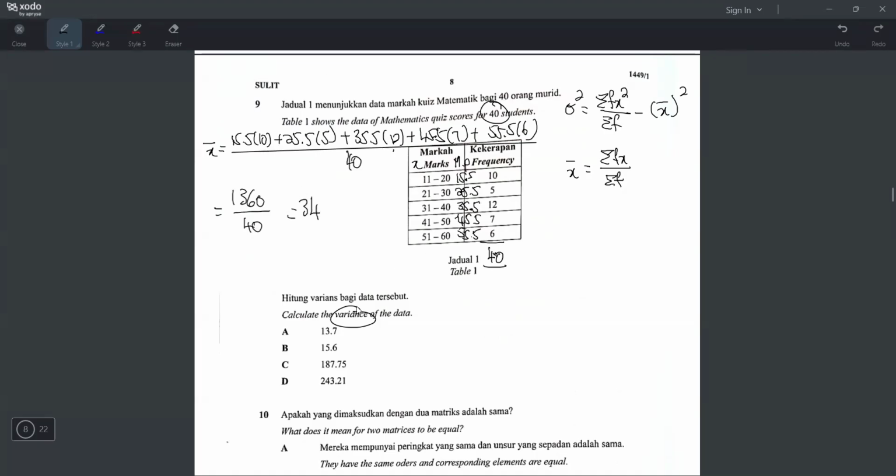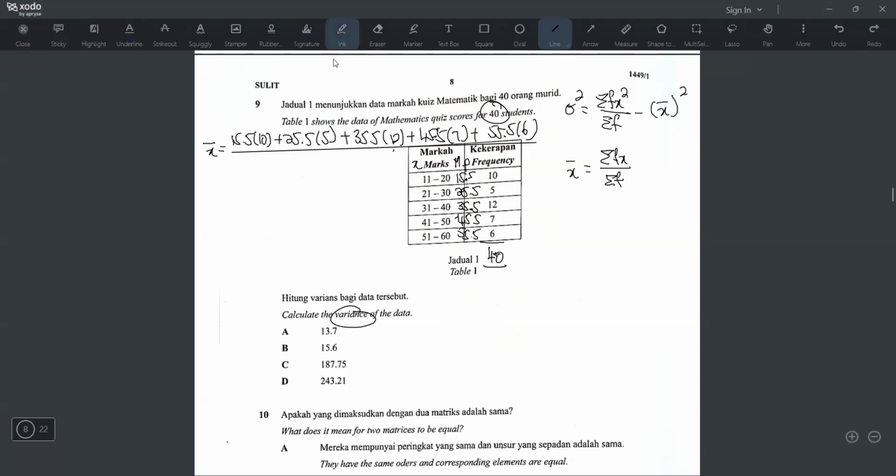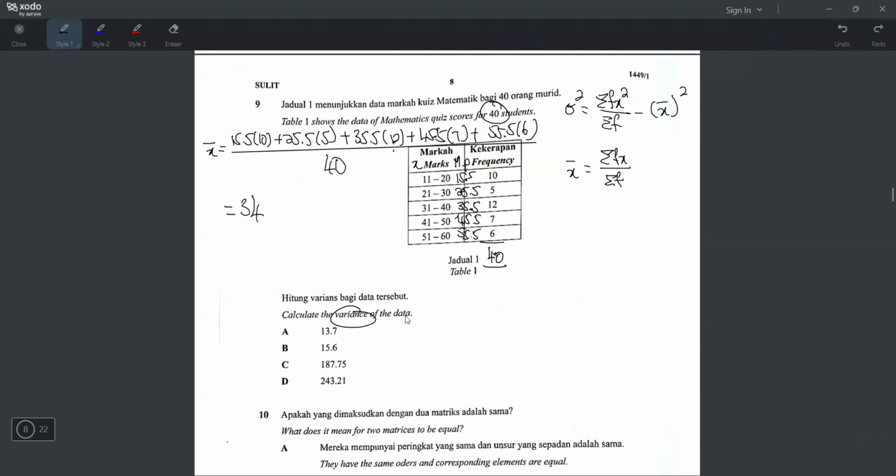But I'm not done. They ask for variance. So let's find the variance now. The variance will be square root. Okay, no square root, no square root. Oh my God, I accidentally erased it already. Okay, but I still remember the answer is 34. So the variance formula doesn't have a square root, right? The standard deviation only has the square root.